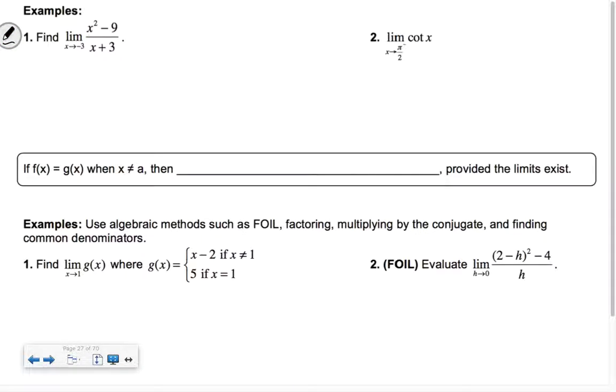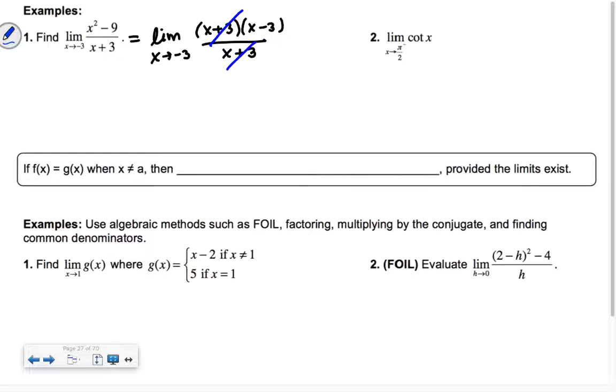All right, so let's try some examples. So what do we think we're going to do for something like this? Can we plug in -3? We can't plug in -3, right? So what do we do? We factor. So we say the limit as x goes to -3, we factor into x plus 3 times x minus 3 over x plus 3. And we reduce it out. So the x plus 3's cancel.